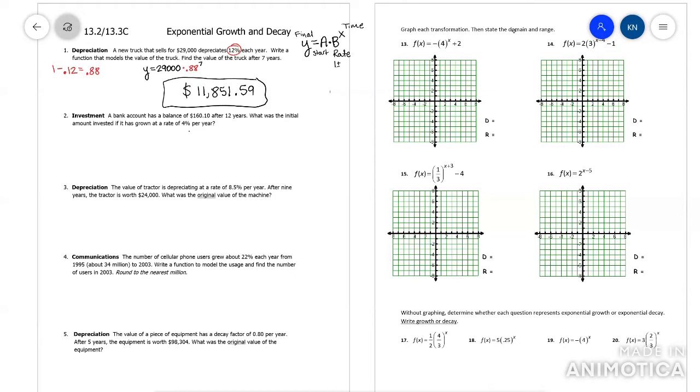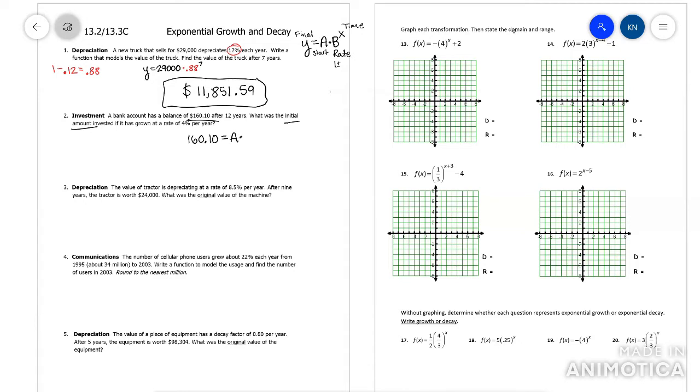All right, this next one, a bank account has a balance of this. Well, that's your starting amount. So y equals 160.10. Oh, wait, hold on. They're going to want to know the initial amount invested. So they're looking for the start. So this balance of 160.10, that's actually your finish. It's your Y value. You don't know your starting amount. That's what you're looking for.